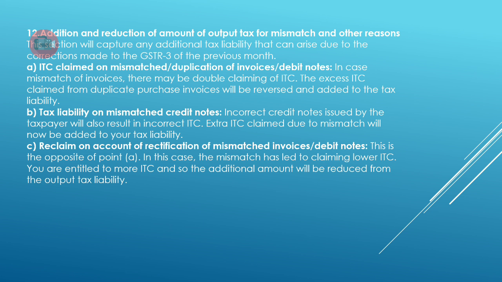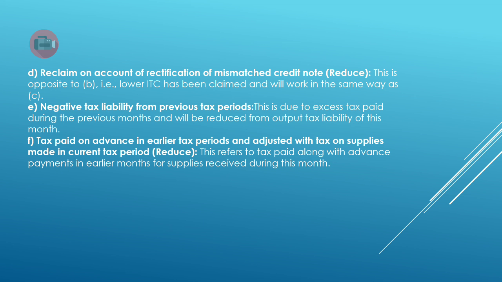Reclaim on amount of rectification of mismatched invoice, debit notes or credit notes. Debit notes: this is the opposite of the above point. In case the mismatch has led to claiming lower ITC, you are entitled to more ITC, and so the additional amount will be reduced from the output tax liability. Reclaim on amount of reconciliation of mismatched credit note. This is the opposite, that is, lower ITC has been claimed, and it will work the same way.